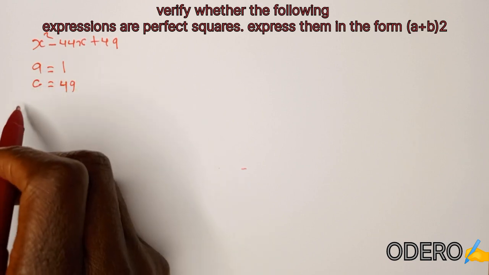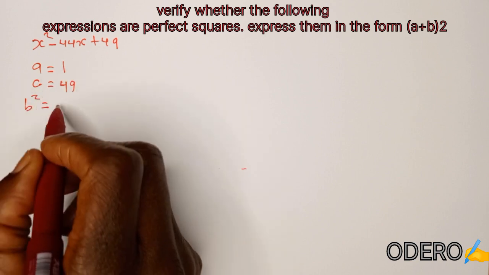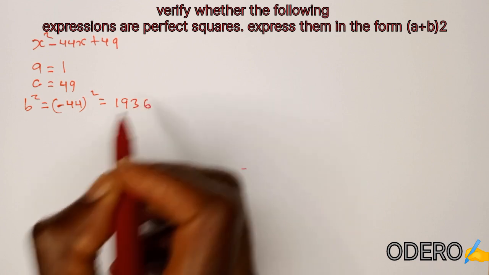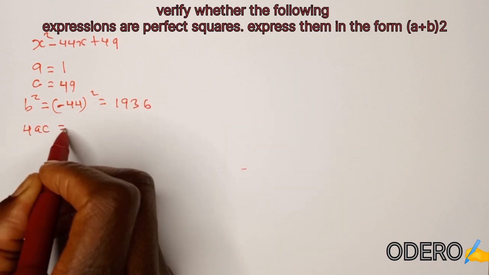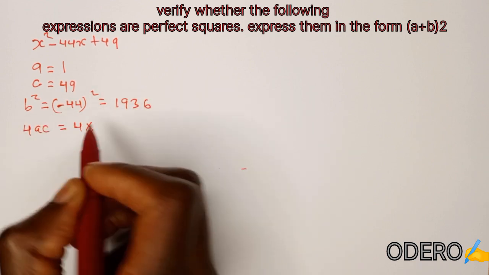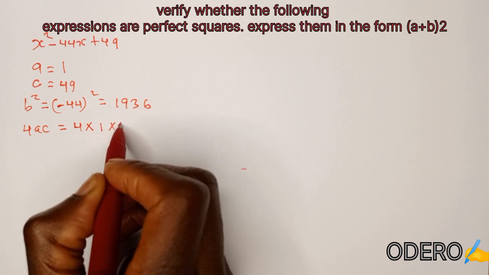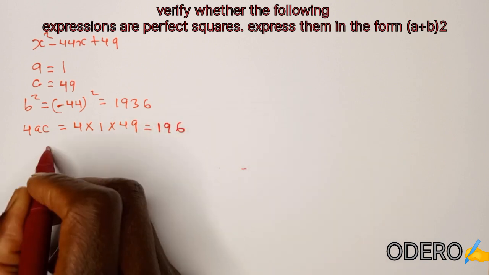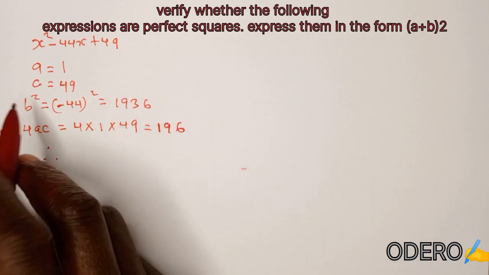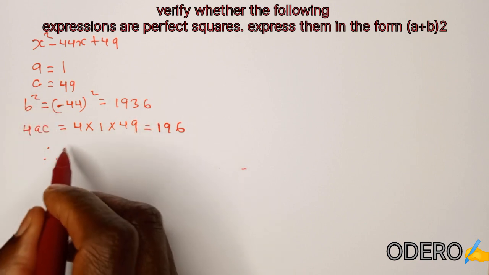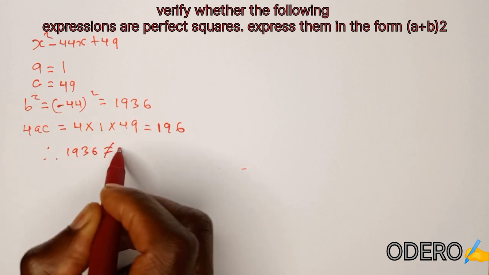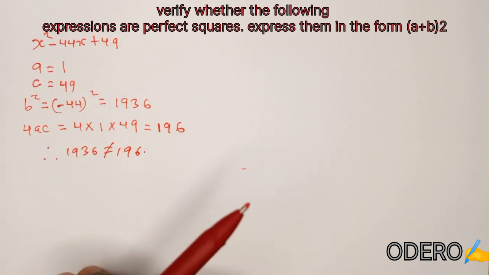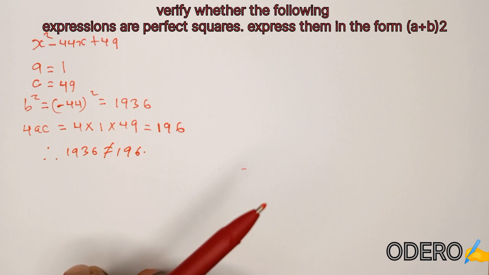Then the next thing, we look for b squared. B squared will be negative 44 squared, which will give you 1936. And if you do 4AC, it is 4 times A, which is 1, times 49. So this one will be 196. So you can see that b squared is not equal to 4AC, because 1936 is not equal to 196. Therefore this expression is not a perfect square, and you cannot express it as a square of a single expression.